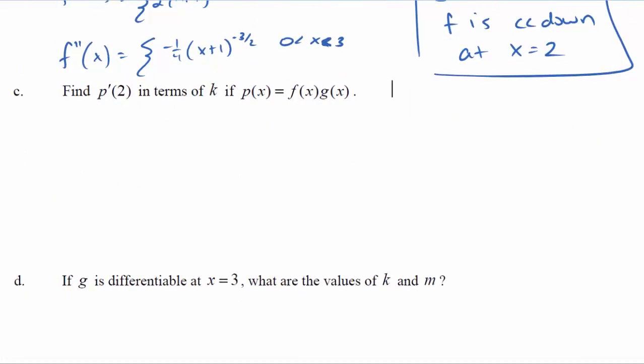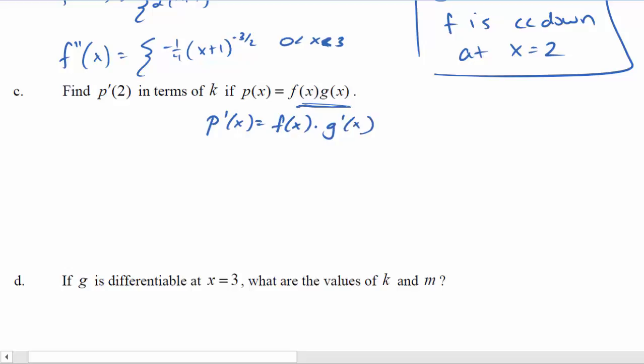Find p prime of 2 in terms of p of x, which is f times g of x. I really like these problems because there's a lot of easy points to be gathered. The first 2 easy points are, since p is a product of f and g, as long as I can show I know the product rule, I can actually get 2 points out of this problem. So I know p prime of x is equal to, let's keep f the same, take the derivative of g, plus keep g the same, take the derivative of f. As long as I know I'm using the product rule and I'm using the product rule correctly, I can actually get 2 points right away from this.